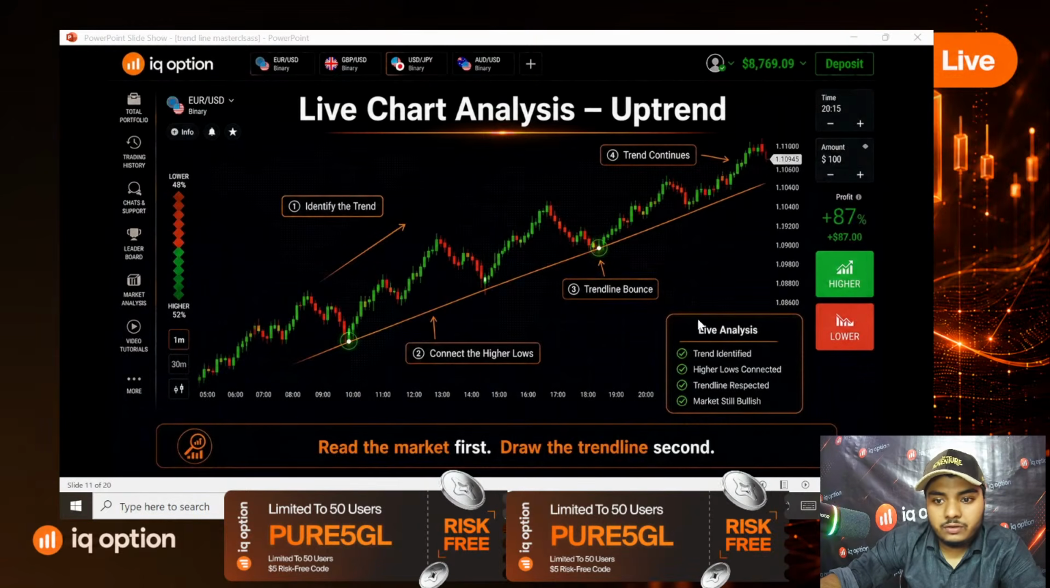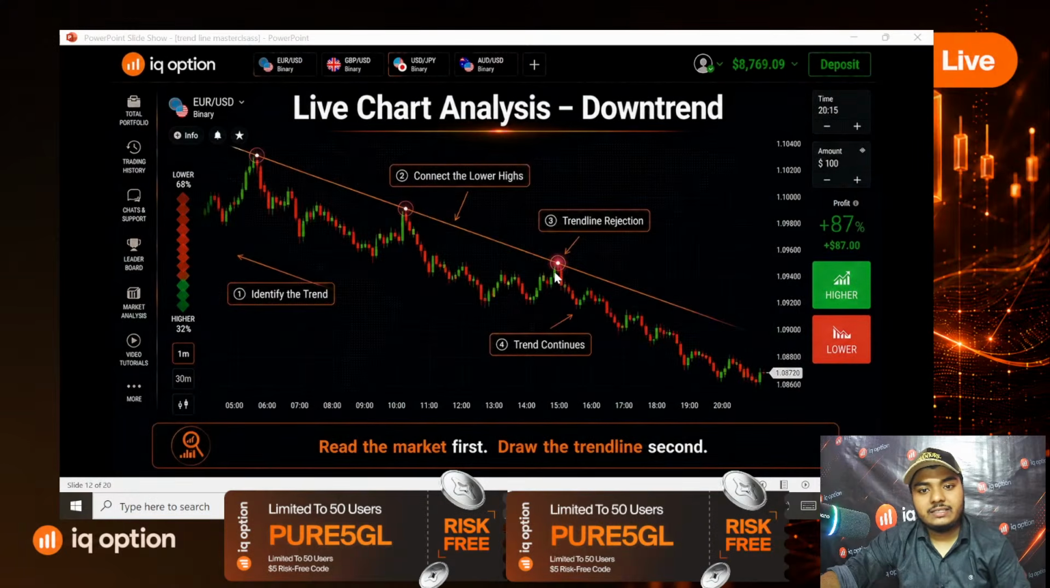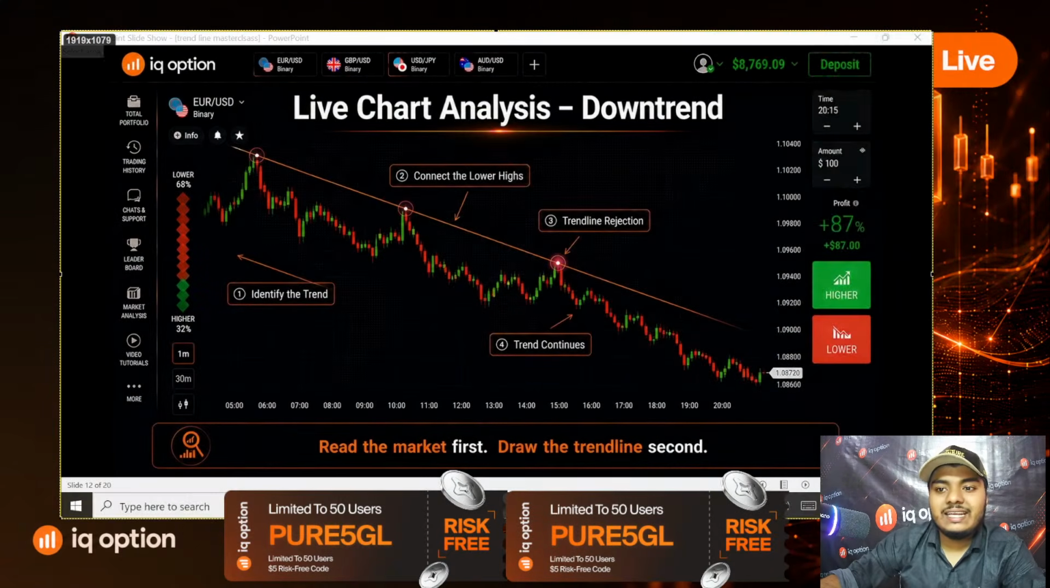This is also valid for downtrend. And let's move to the next topic, guys. Our next topic is live chart analysis for downtrend. I collected this chart also from EUR/USD on IQ Option.